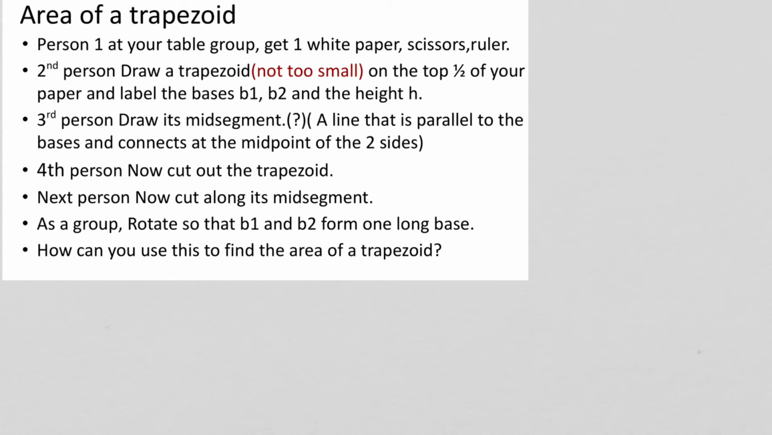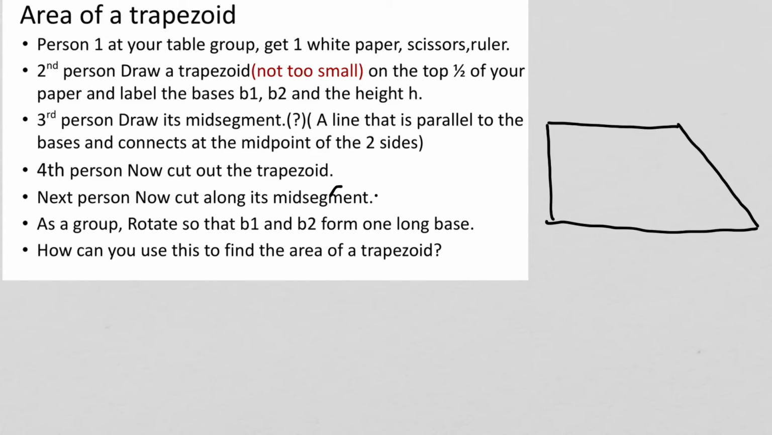Okay, here's something that if you were in class, you would do. So you would get a piece of paper, scissors, and a ruler. A next person would draw a trapezoid. So let's go ahead and just kind of draw one. You could draw one on your notebook. We're going to draw a trapezoid like this.